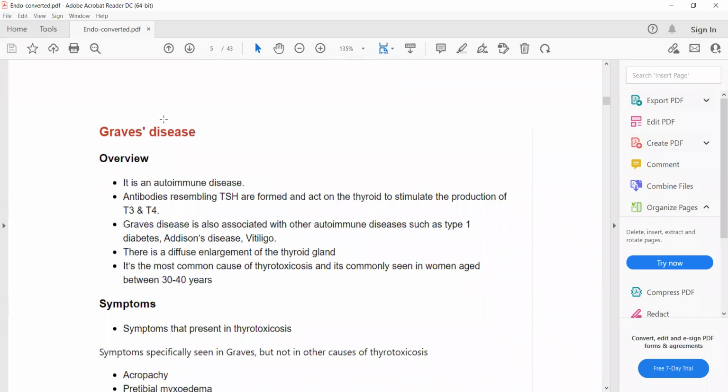Okay, now some causes of hyperthyroidism. The most common cause of hyperthyroidism is Graves' disease, and a less common cause of hyperthyroidism is toxic multinodular goiter. So, what is Graves' disease? Like Hashimoto thyroiditis, Graves' disease is also an autoimmune disease.